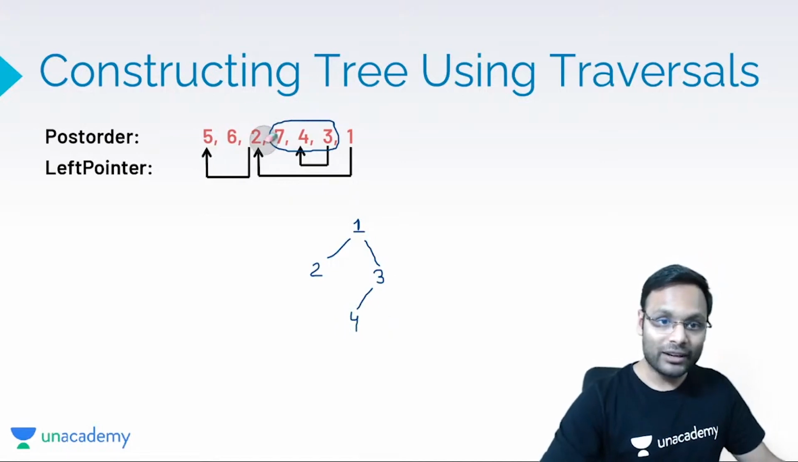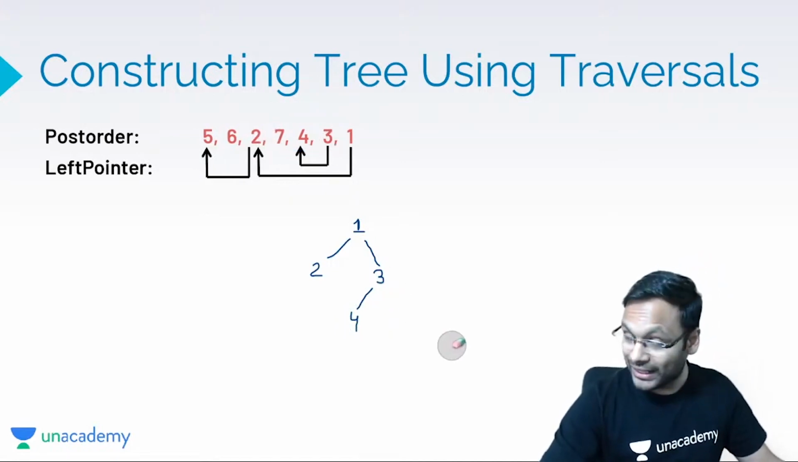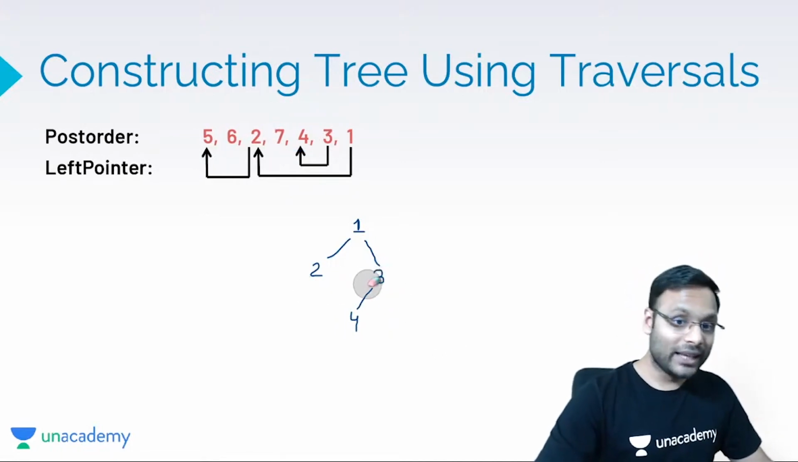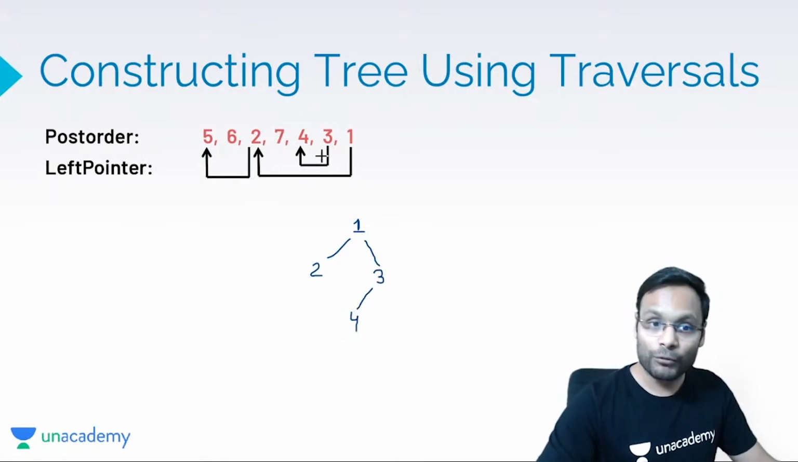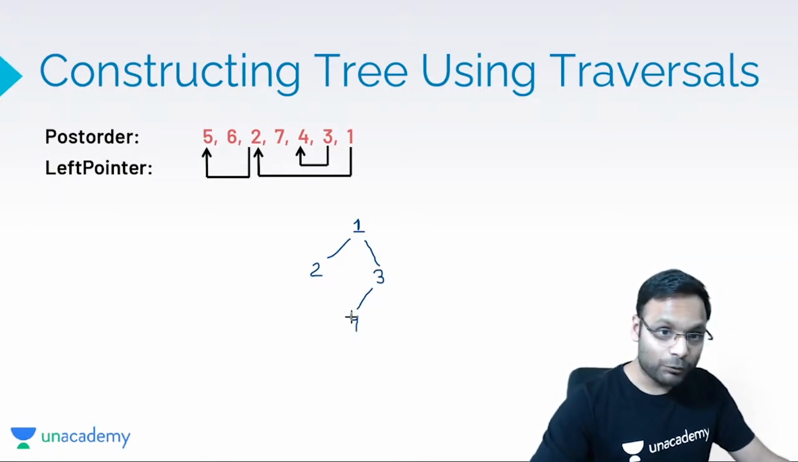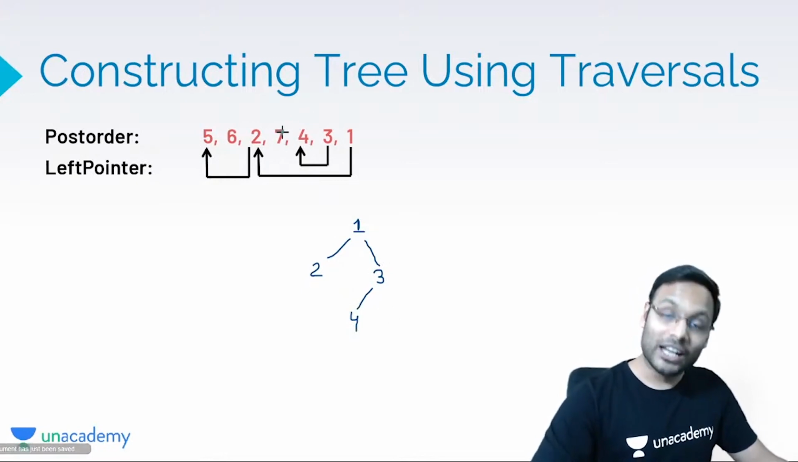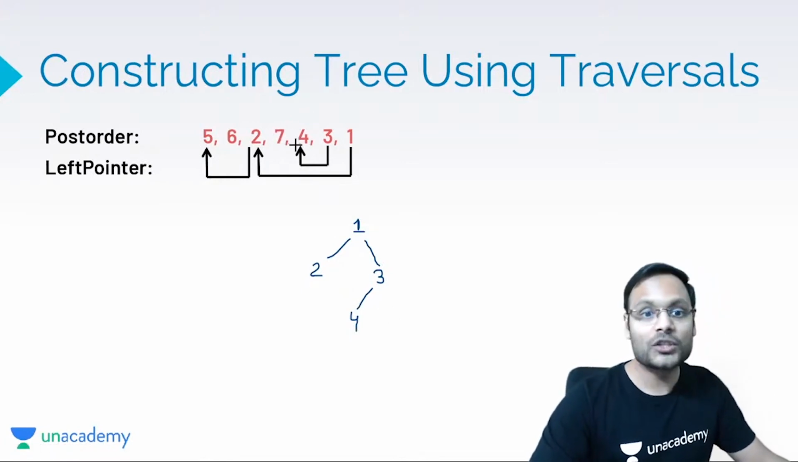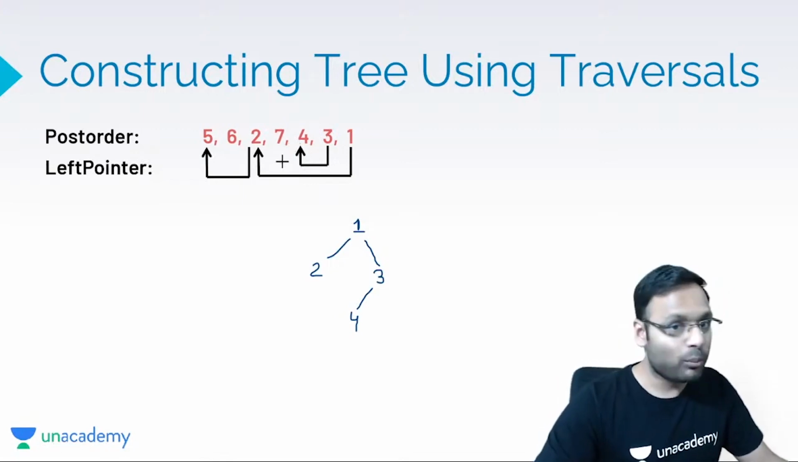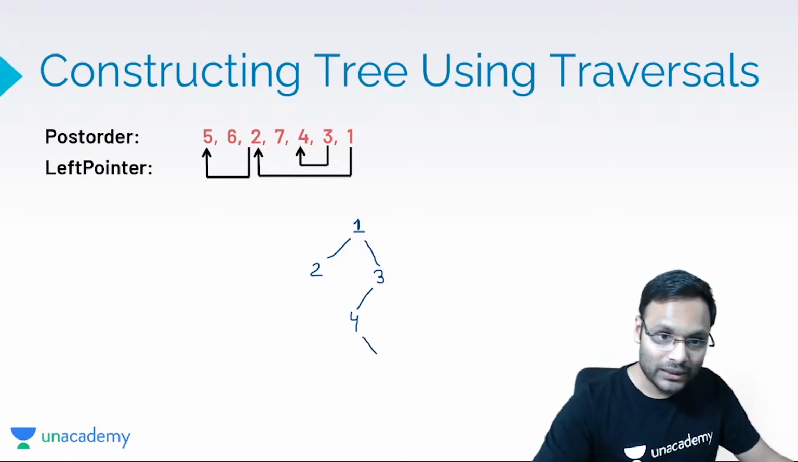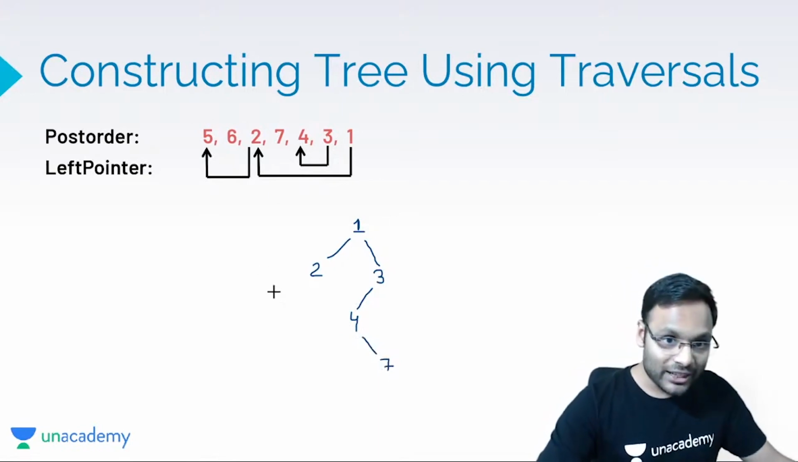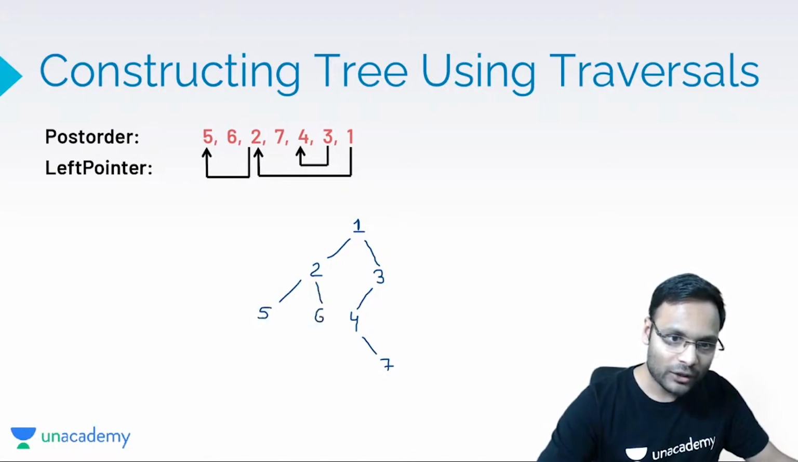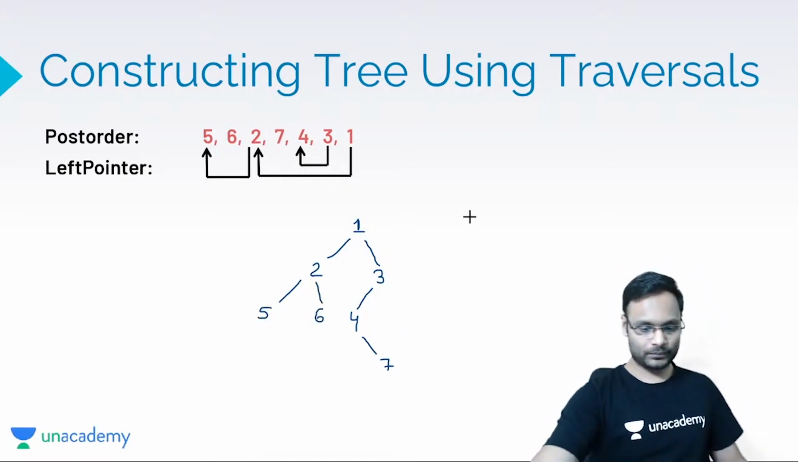Now where should 7 go? Of course there is no right of 3, we decided. Then the left of 3 is 4. So 7 should be in the subtree of 4. Is 7 the left child of 4? No. Why? Just because the pointer is not given. So it should be the right child of 4. 2's left child is given? Yes, 5. In between 2 and 5, whatever comes should be in the right of 2. This is the tree.